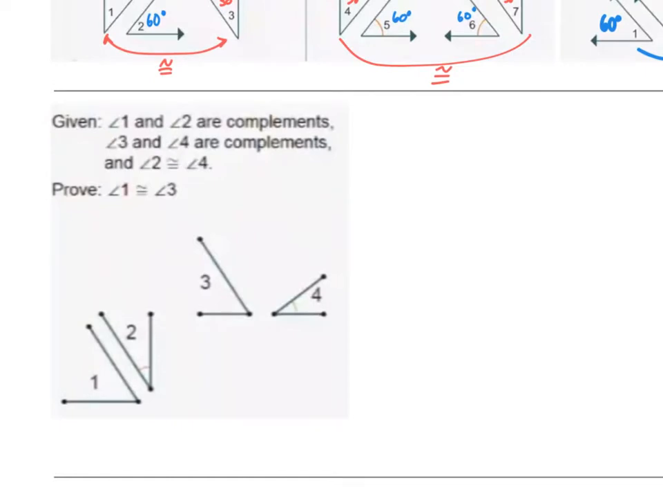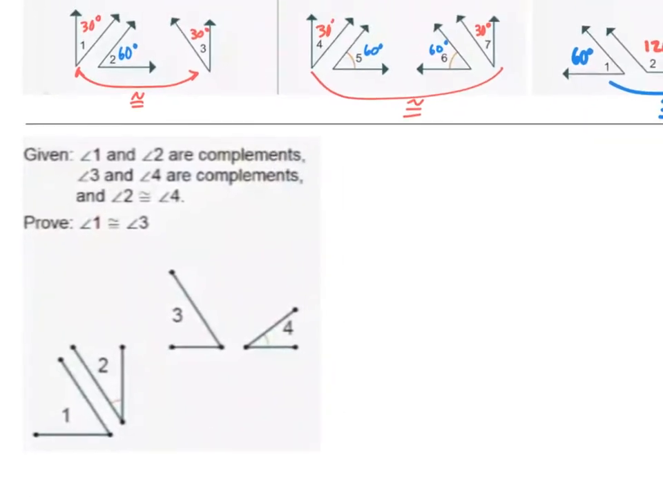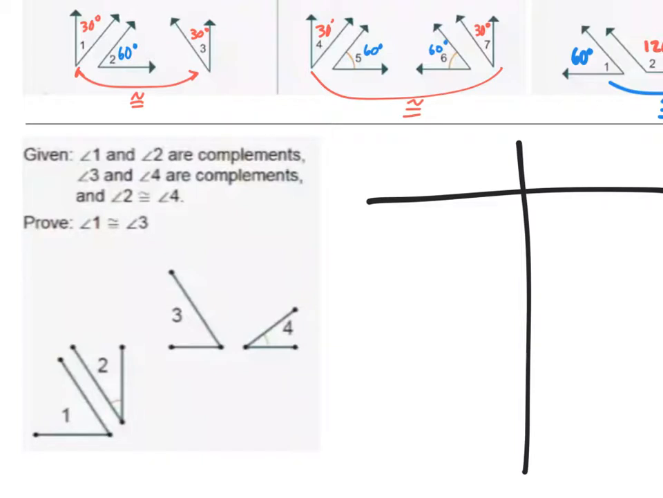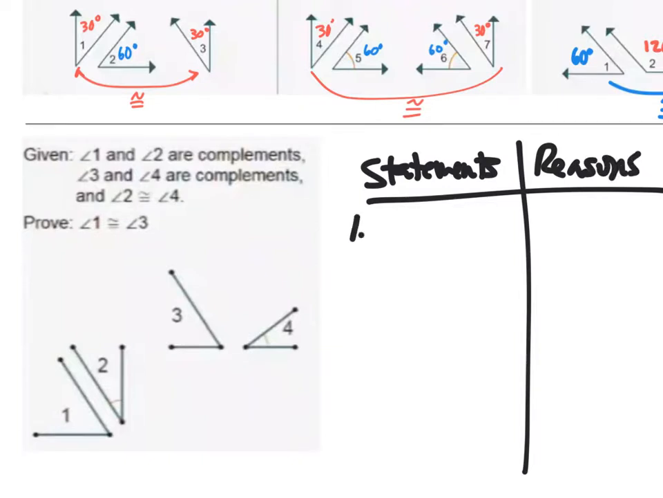Given that angle 1 and angle 2 are complements, and angle 3 and angle 4 are complements, and that angle 2 and angle 4 are congruent, we need to prove that angle 1 is congruent to angle 3. So let's do a quick T-chart, and let's write out our statements and our reasons.